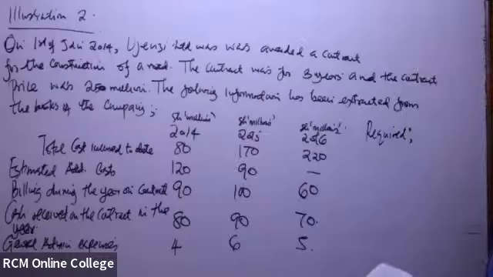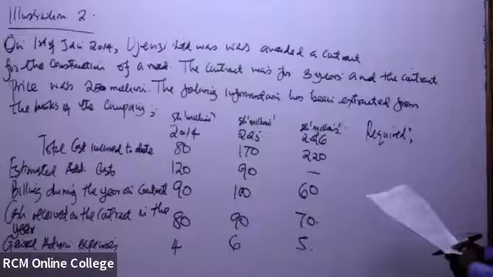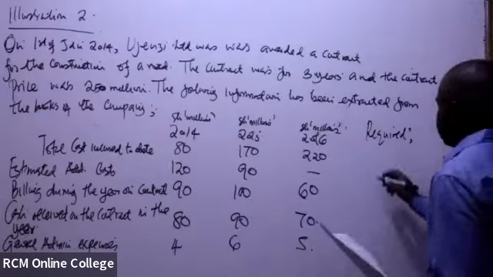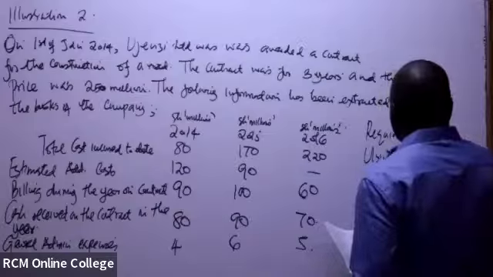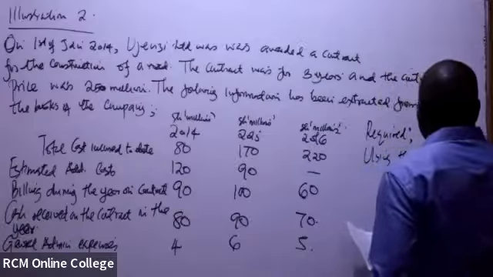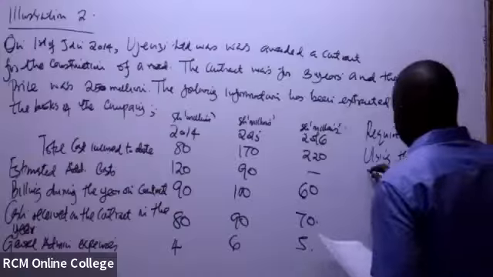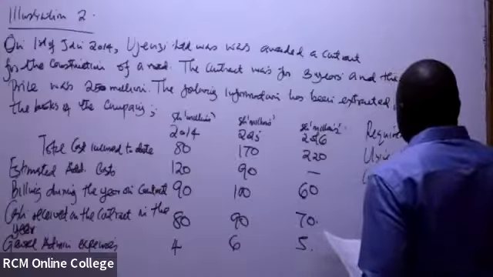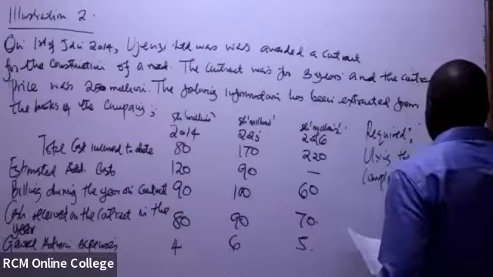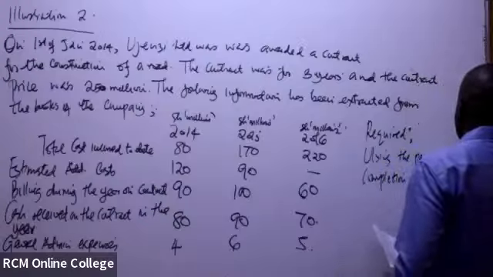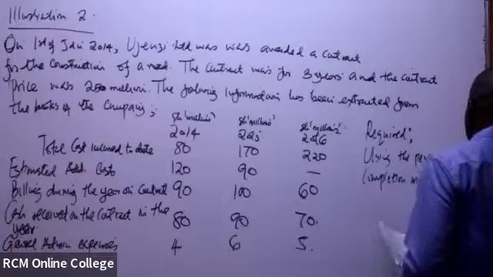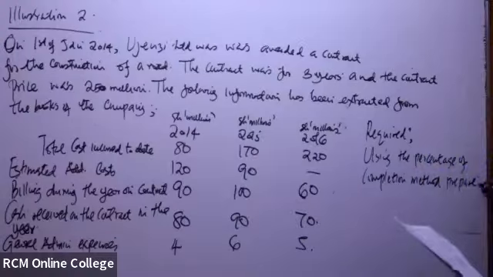What are we required to do using these figures? We have the required. You can say, using the percentage of completion method, prepare. What are we required to prepare?